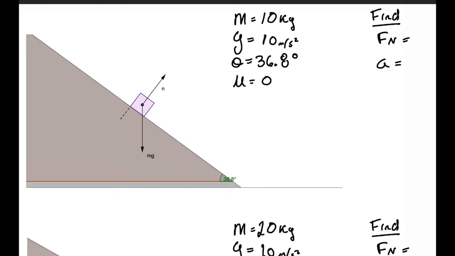You ready to ramp it up? Let's do some challenge problems. So let's take a block and we're going to place it on a frictionless incline. The incline is frictionless because mu equals 0. We'll change this later. The incline has an angle of 36.8 degrees. I chose this specific angle because it makes the nice 3-4-5 ratio.